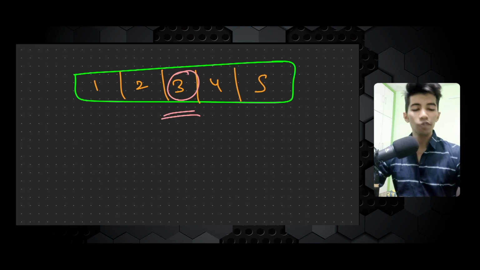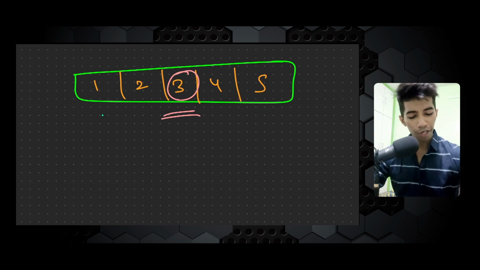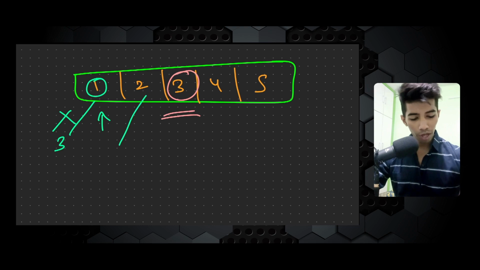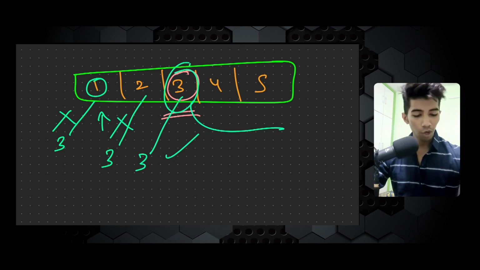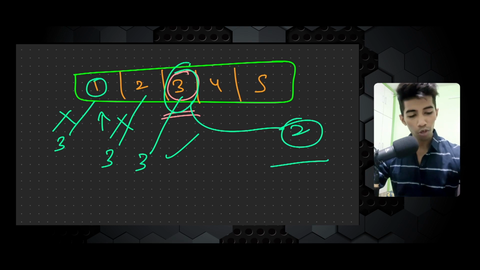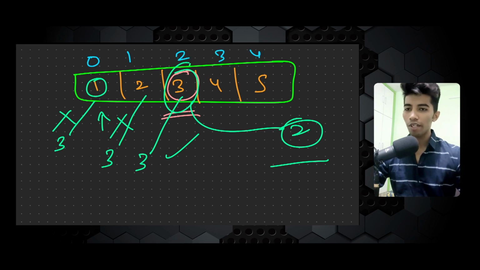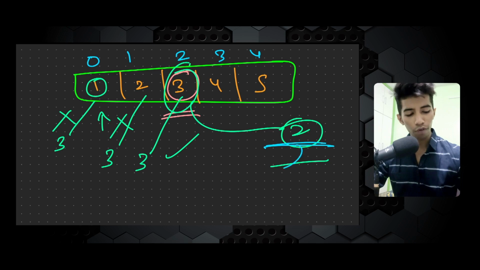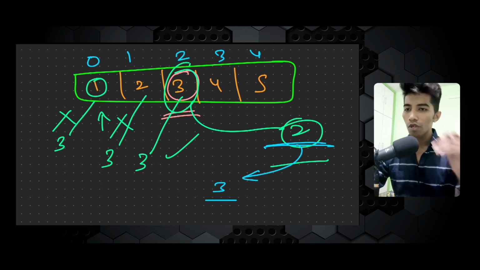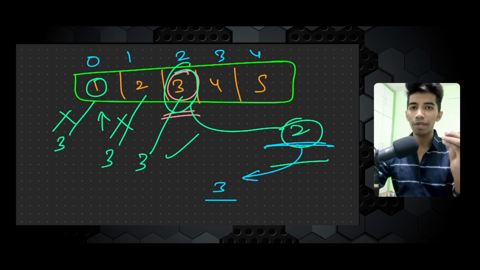You can start from the beginning and check whether 1 is 3. No, it's not. Is 2 equal to 3? No, it's also not. This is 3. Yes, this is 3. So I will just return the index, which is 2. Talking about the index, we do the indexing like 0, 1, 2, 3, 4. So I am returning the index, meaning 3 belongs at the second position of this array. This is a very simple searching method.